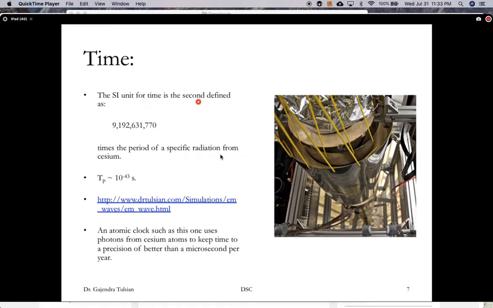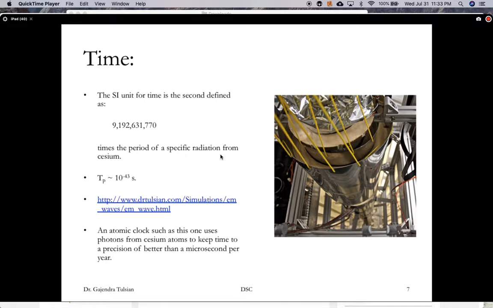The SI unit for time is the second, defined as 9,192,631,770 times the period of a specific radiation from cesium. All right, so let's see what that means.